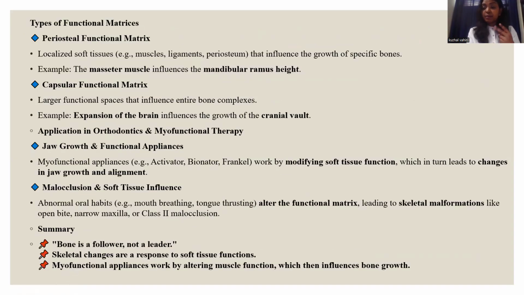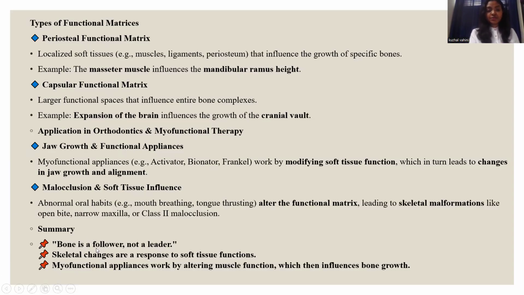Next, we have two types of functional matrices. One is the periosteal functional matrix and the other is the capsular functional matrix. The periosteal functional matrix involves the soft tissues. A classic example is the masseter muscle, which influences the ramus height of the mandible. The second is the capsular functional matrix. Here, the spaces influence the growth of the bone. A classic example is the expansion of the brain, which influences the growth of the cranial vault.